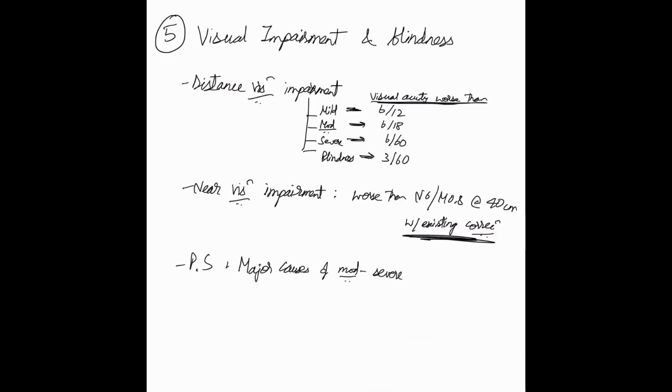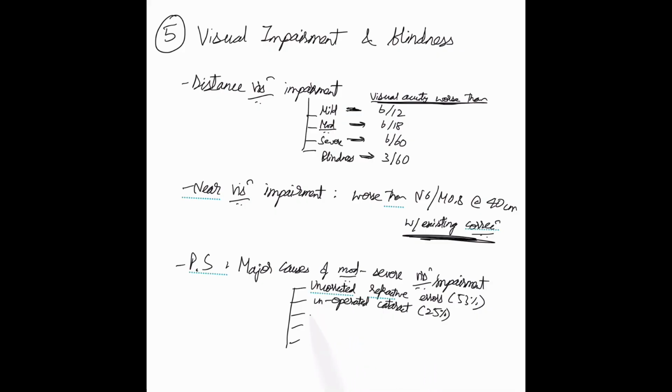So in the problem statement, the key points are the major causes of moderate to severe vision impairment, like uncorrected refractive errors, which is the most common, 53%. Unoperated cataract is the second most common. ARMD, age-related macular degeneration, is 4%. Glaucoma and diabetic retinopathy.